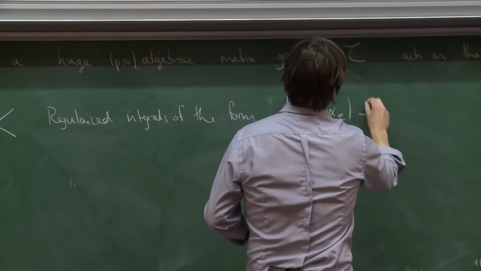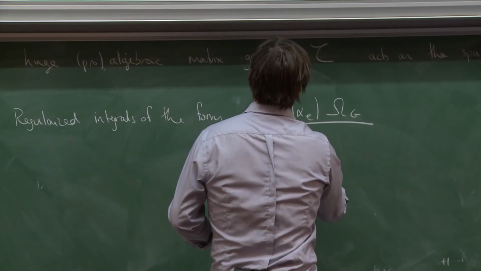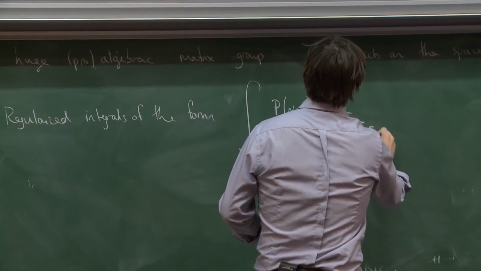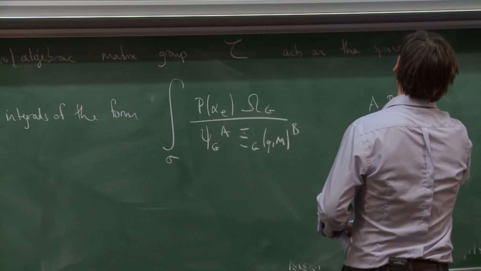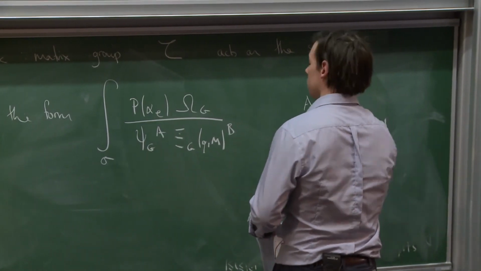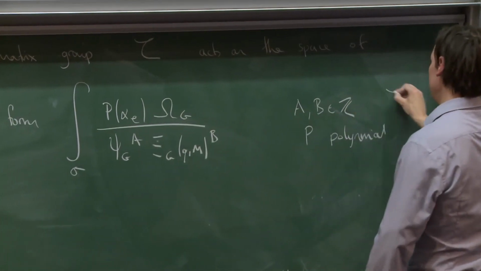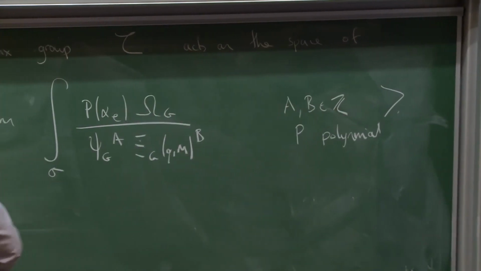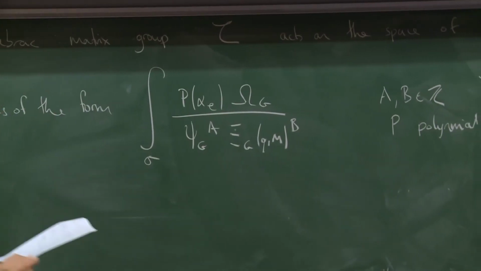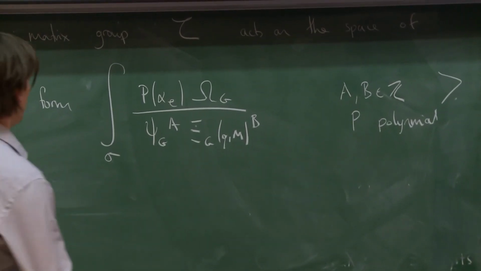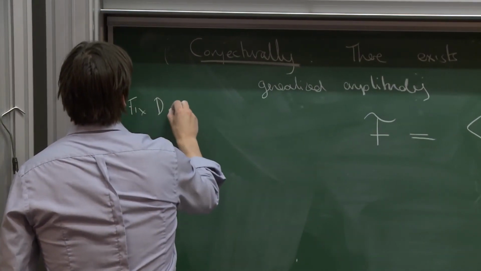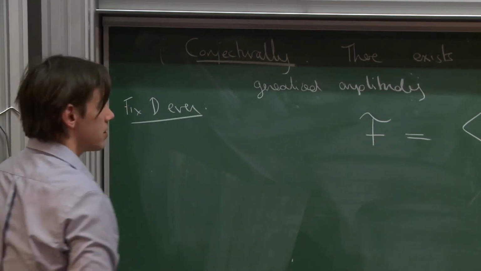of the general shape some numerator over something, where a and b are integers and p a polynomial, which is homogeneous such that the whole integrand is homogeneous of degree 0. So in some sense this is like a vector space of all possible amplitudes you'd ever want to consider in any quantum field theory. Yes, thank you, absolutely. That's a very good point. Let me fix d even. I think there should be something similar in odd dimensions as well.